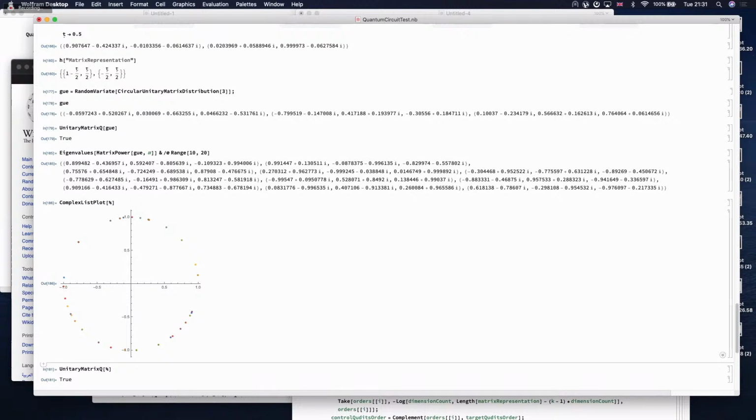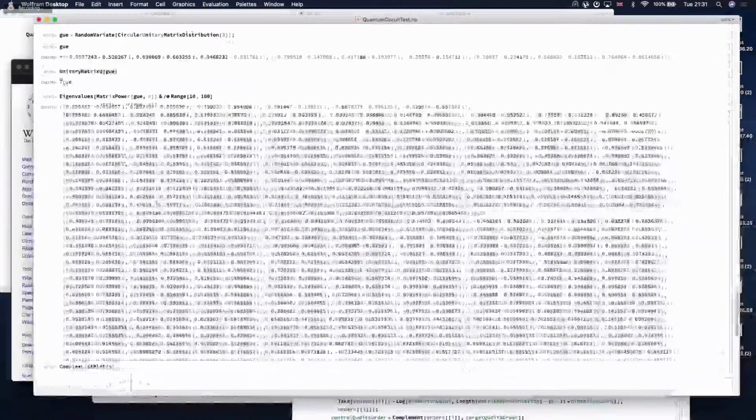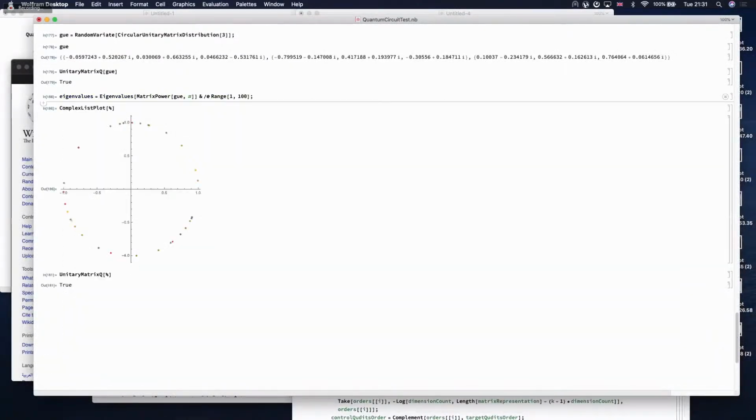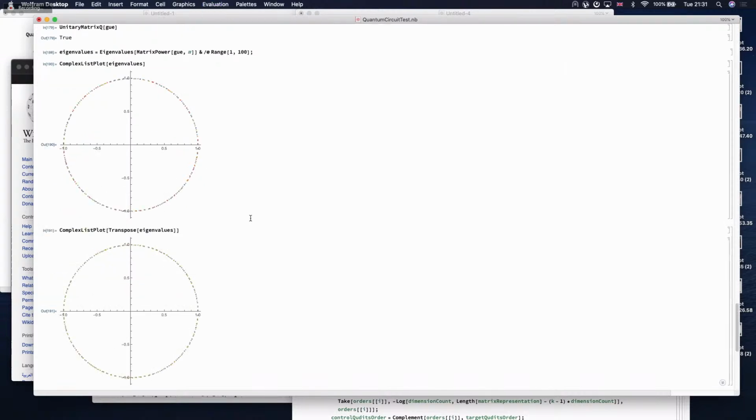I think what you should do is make a table of those eigenvalues going up to a high power. You could do it by mapping over the range if you want to, but I would do it starting at 1. So now do a complex list plot of that. Let's see what that looks like. Now I think you want to do a complex list plot of the transpose of that. Very unhelpful. Then say complex list plot of first of transpose of eigenvalues.